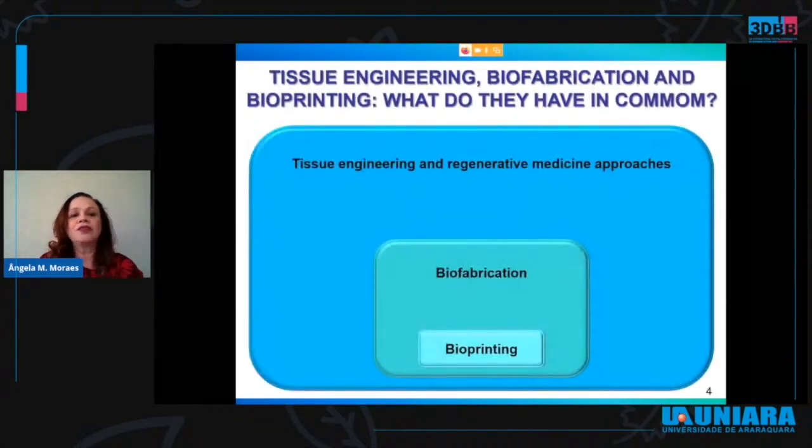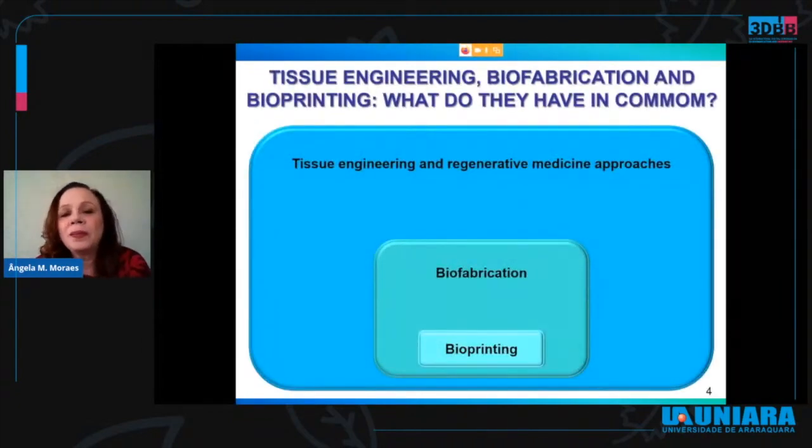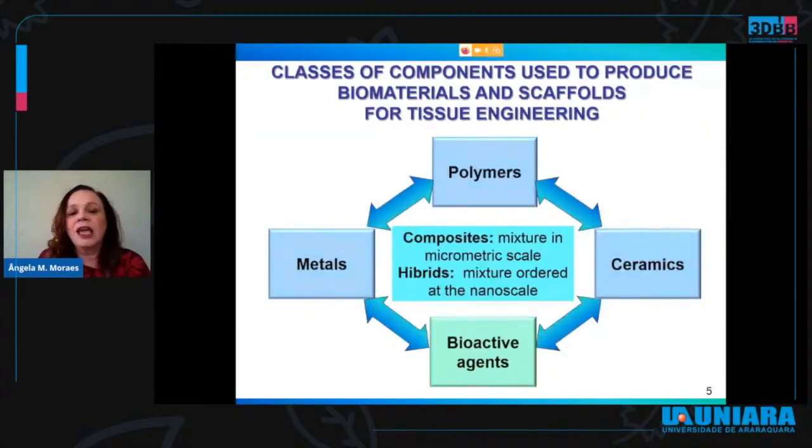So, starting with the first part, we have to remember what tissue engineering, biofabrication, and bioprinting have in common. In fact, bioprinting is one of the strategies of biofabrication, and biofabrication is one of the many different approaches that we can use to develop materials for tissue engineering and regenerative medicine. So, scaffolds for cell growth are very important in this regard.